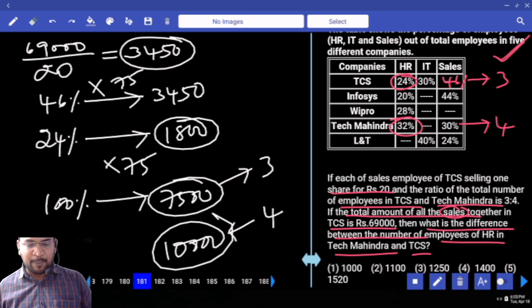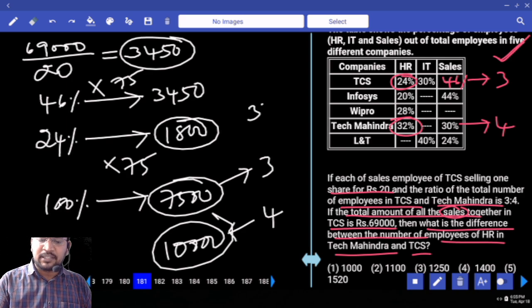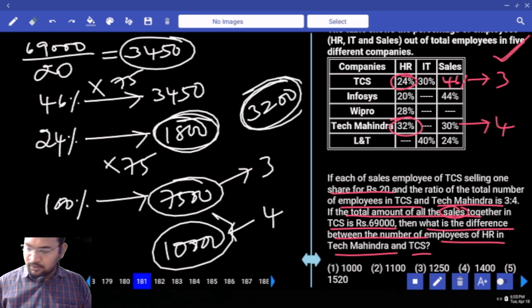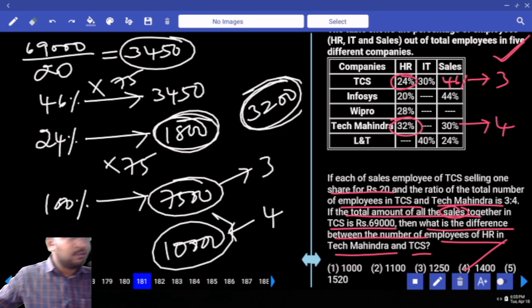HR is 32%, and 32% is 3,200. So what is the difference between 1,800 and 3,200? 1400. See that 32 and 18 difference. Don't see 1,800 and 3,200, see the difference between 32 and 18. Are you clear?